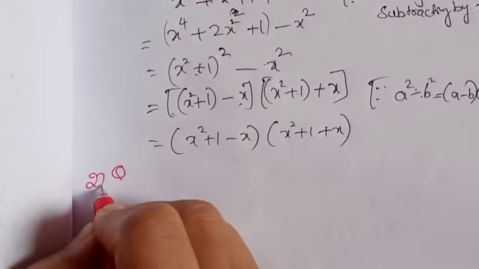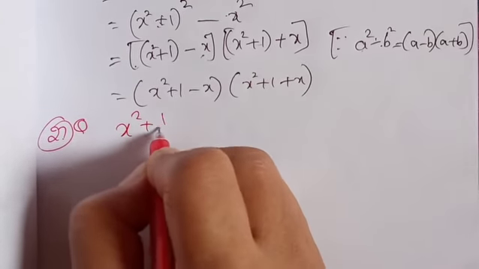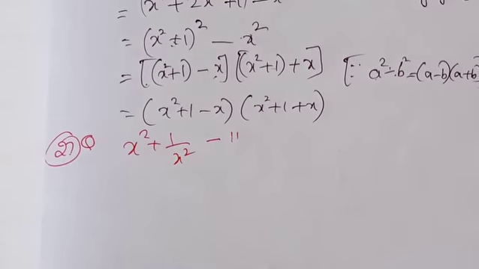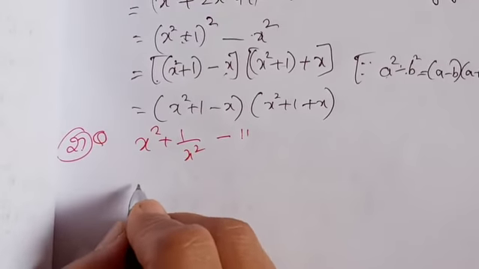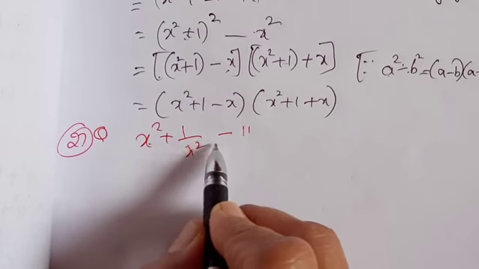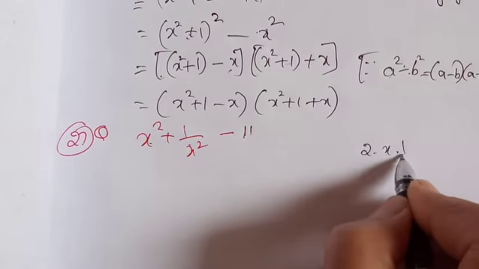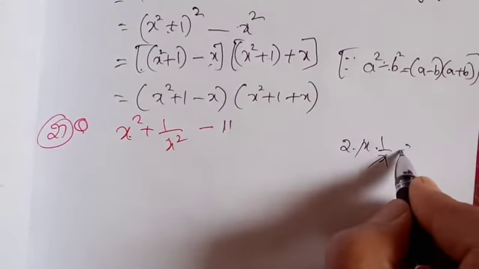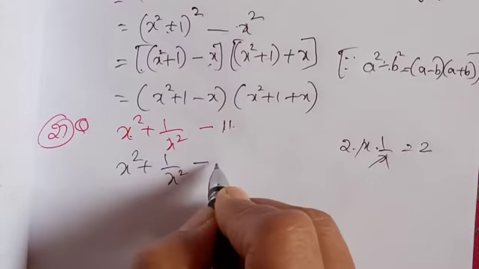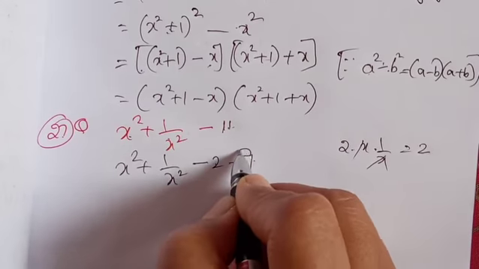Now question number 27: x square plus 1 by x square minus 11. How can we convert it? See, this is a square plus b square, so we need 2ab. We need only 2ab, which means 2 into x into 1 by x. The x cancels, so only 2 is left. So we can convert this into x square plus 1 by x square minus 2 minus 9, because 11 means 2 plus 9.